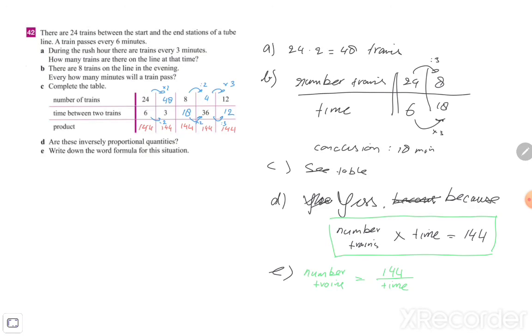Or you can even say to calculate the time between the two trains, it's 144 divided by the number of trains. Alright, so from one formula you could have two other ones. So that was exercise 42, and good luck with the rest of the exercises.